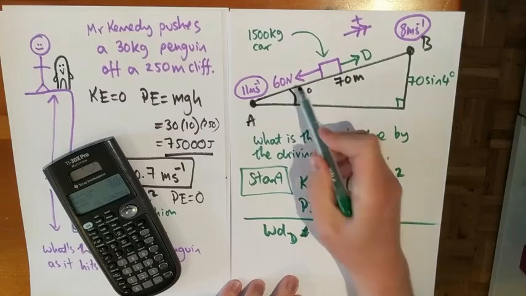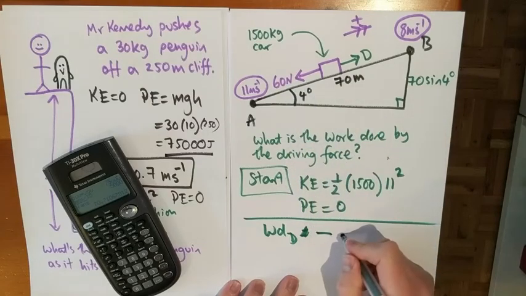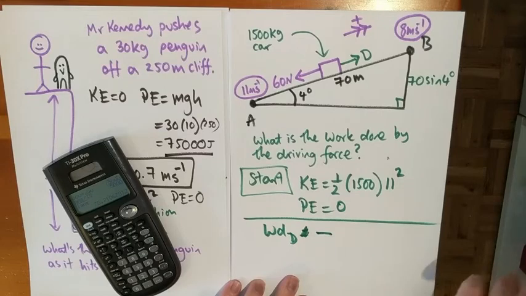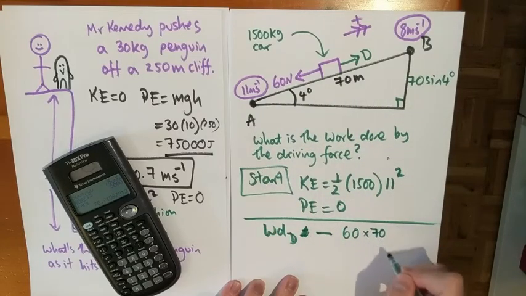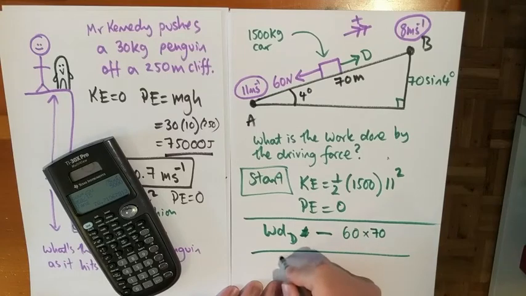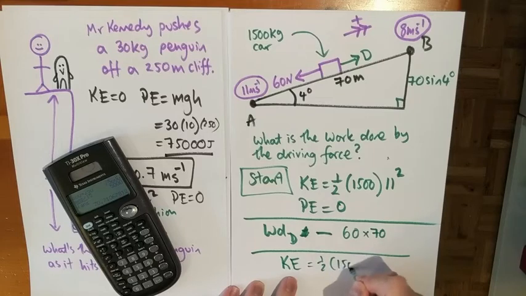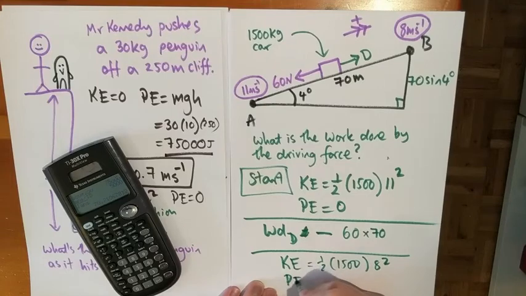We're going to take away the work done by resistance. There's a resistance here of 60, and the work done formula for anything is always the force times the displacement. So here we've got the 60 times the distance over that hill, which is 70 meters. And at the end, we still have some kinetic, which is 1/2 times 1,500 times 8 squared. And we have potential now because it's gone uphill. Potential is m times g times h. So it's 1,500 times g, which is 10, times the height of that hill, which is 70 sine 4.